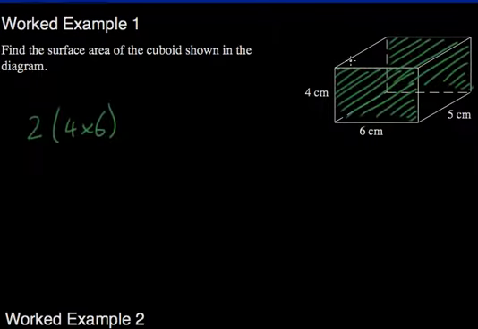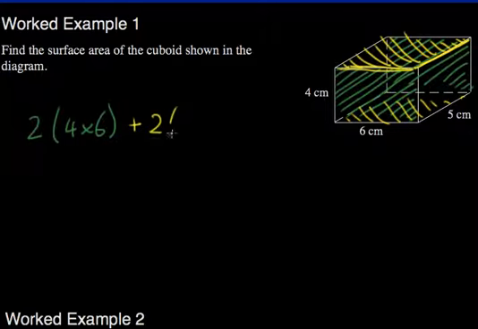And what about a different surface? The top. So the top surface, this length here is 5, and this length here is 6. So there's one on the top here and one on the bottom down here as well. So there are two, which is 5 by 6.